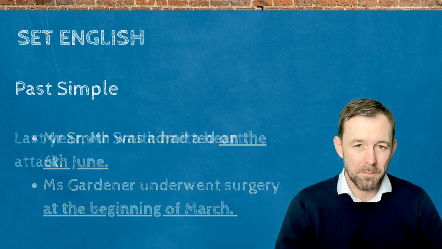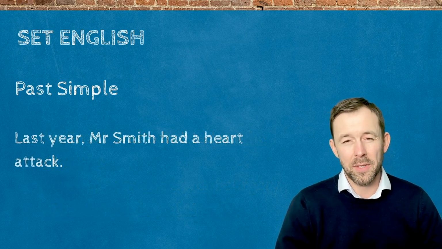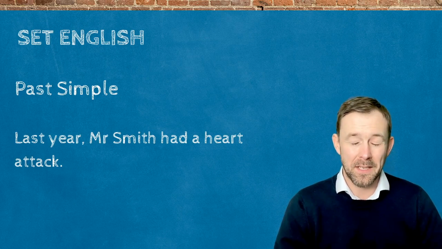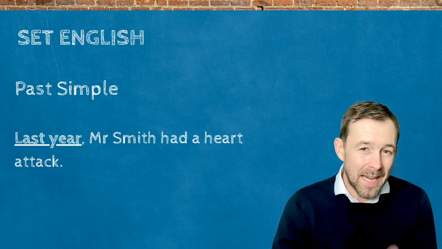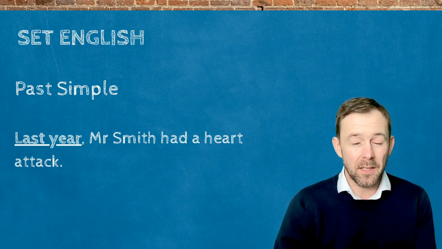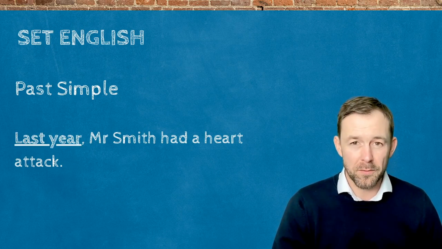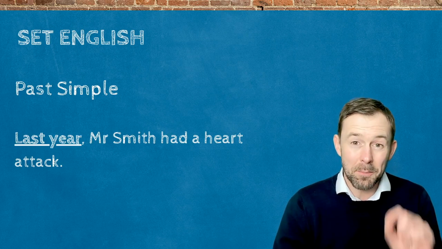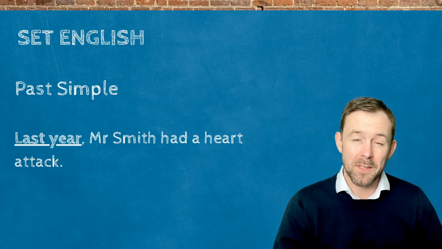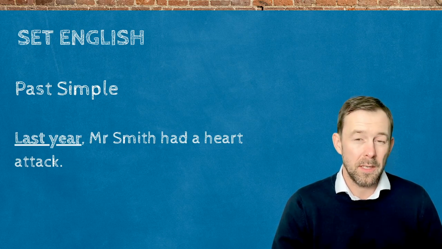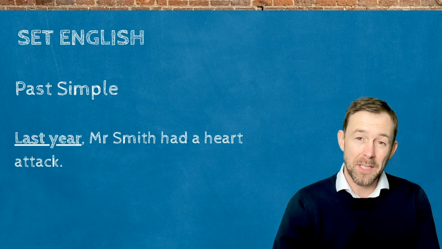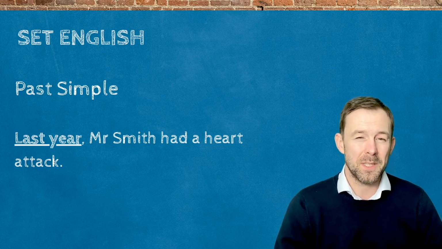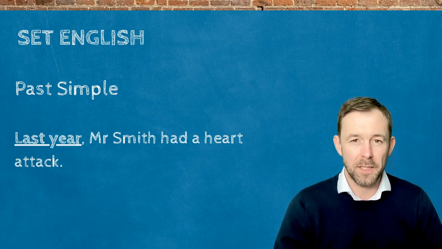Okay, so here, another example, we see this word last. Mr. Smith had a heart attack last year. So last year is the same as on the 6th of June, at the beginning of March. They are specific times in the past. So last year, that means the year that's finished, that's before this one. We're in 2023 now, so last year was 2022. Okay, so that's last year. Specific time in the past, it's all finished.